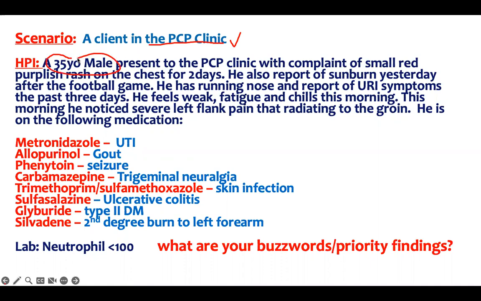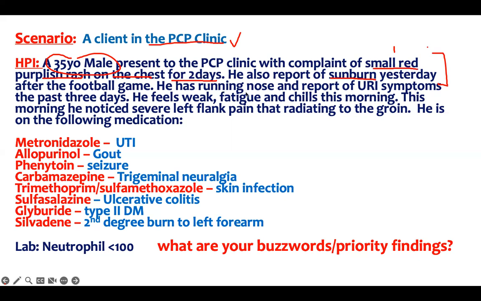Age is important. A 35-year-old may present to the PCP clinic with complaint of what? A small red purplish rash on the chest for 2 days. This is always what they will present. And for a case study, the first 2 lines are very important. They will lead you to the diagnosis. Those 2 lines are packed with what I call buzzwords. So this is number 1: small red purplish rash on the chest is very dangerous. You also report a sunburn, number 2, yesterday after the football game. That means he's been in the sun.